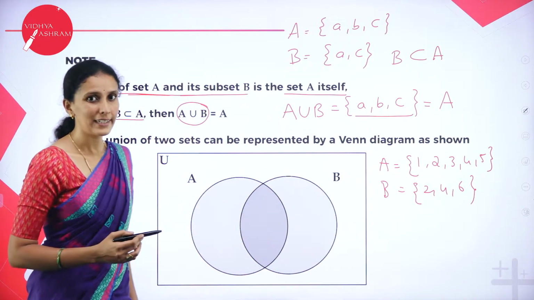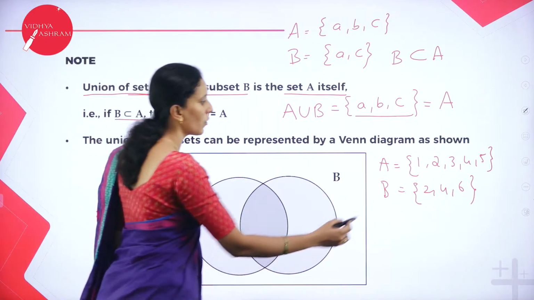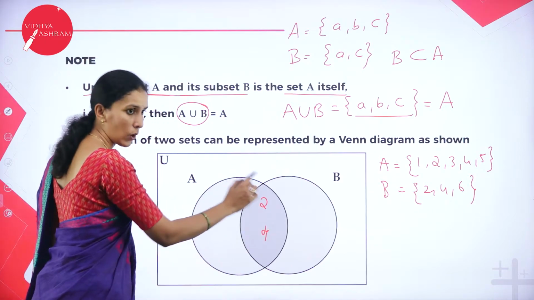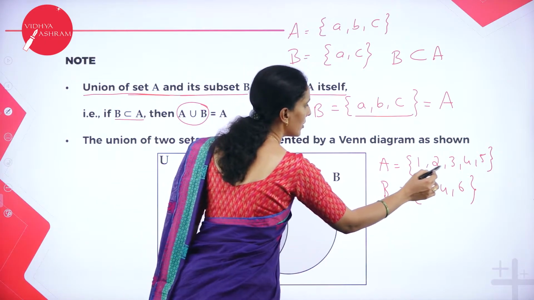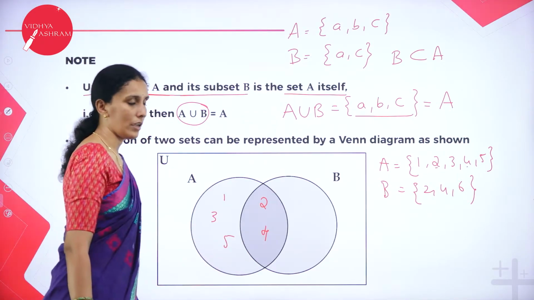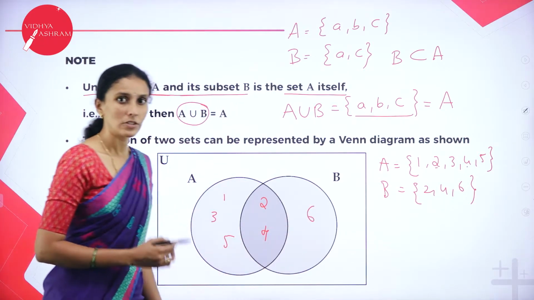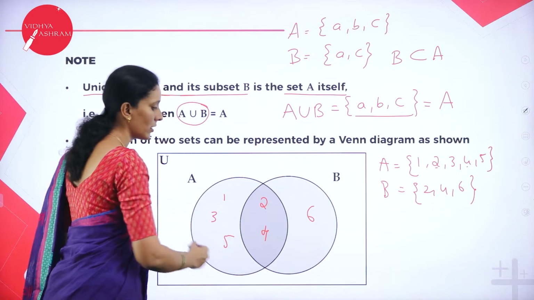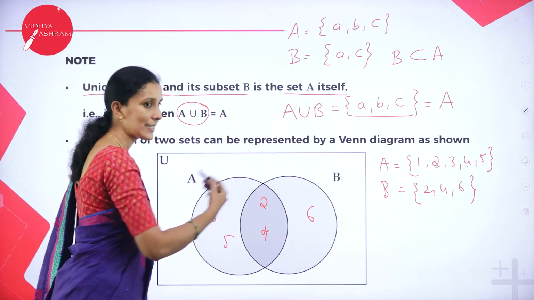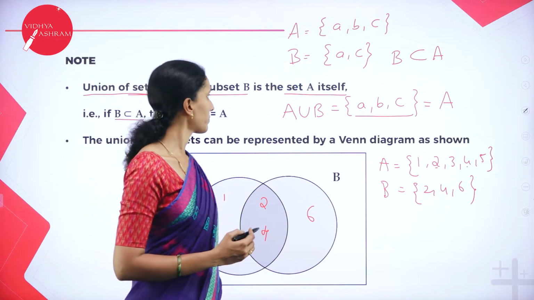Now how you are going to write the elements of A and B is, write the common elements inside the oval here. So what are the common elements we have? 2 and 4. Observe the circle A, only A. In A, 2 and 4 are already written. The remaining elements are 1, 3 and 5. And in B we have 2 and 4. The remaining element is 6. So this is how it is shaded, since the complete shading of the circles of both set A and set B represents the union of the two sets.